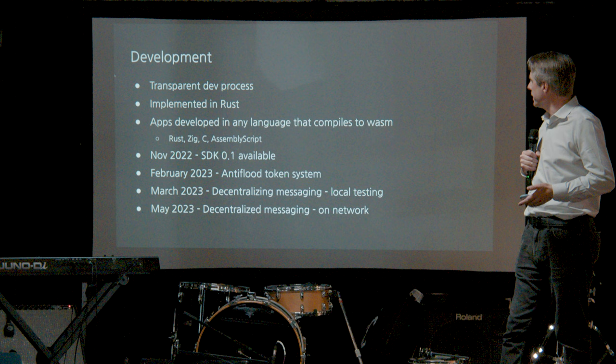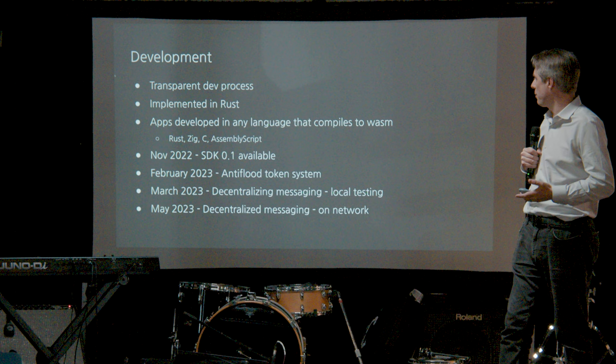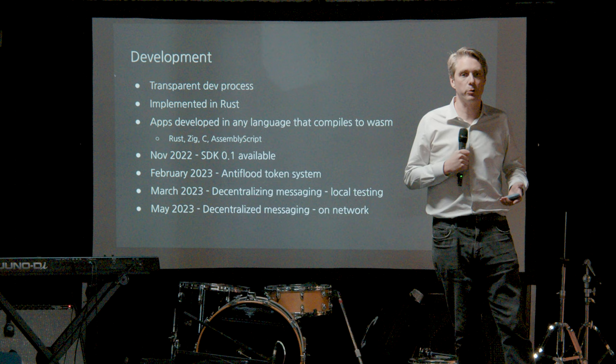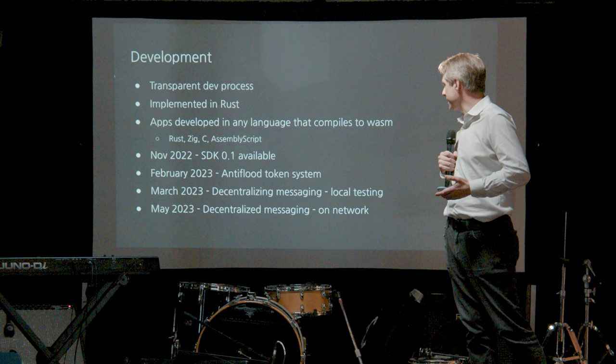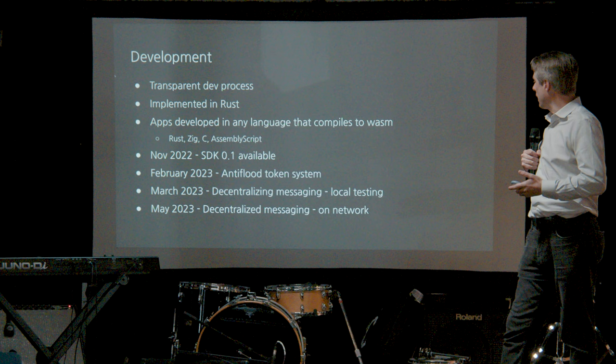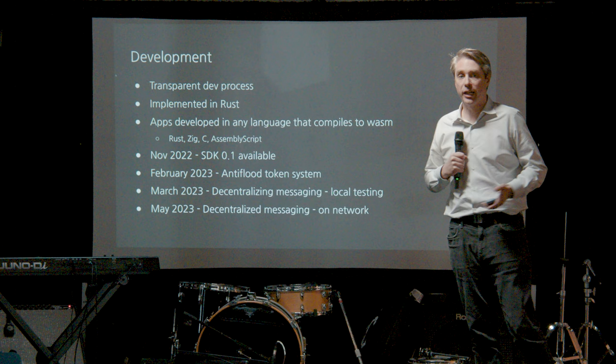We released version 0.1 of our software development kit back in November, so people could start playing with the APIs, and we could start getting feedback on them. Last month, we released what we call our anti-flood token system, which is a proof of concept system to prevent spam. Right now, we're locally testing a proof of concept decentralized messaging system, which is both a web interface and also the back-end contracts that make all of that work. In about 2 months, we expect to have that up and running on the decentralized network itself.